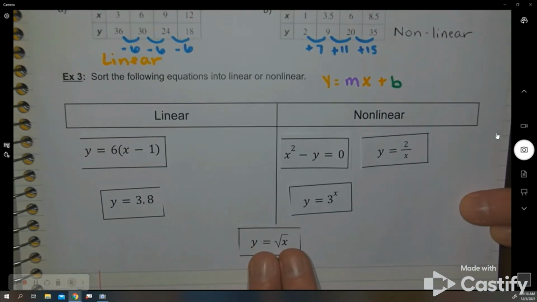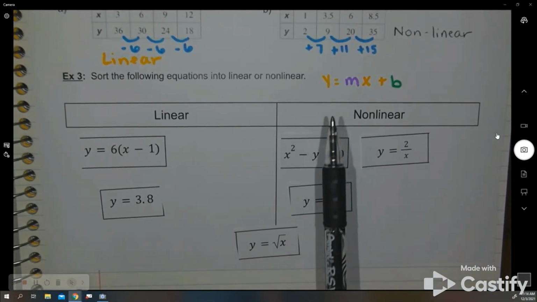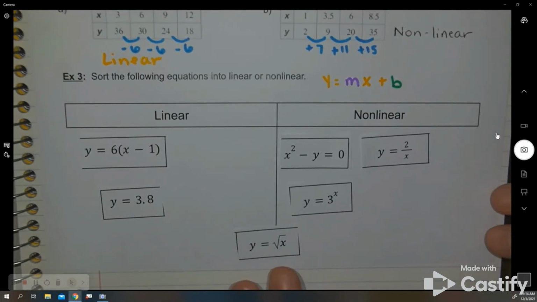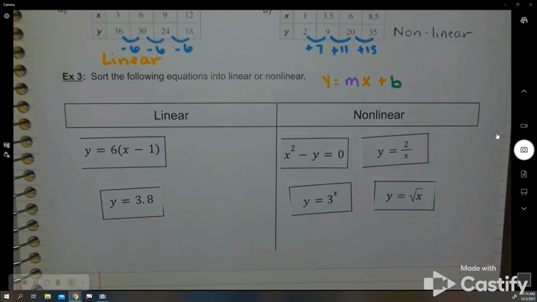And last but not least, y equals the square root of x. Just like with our exponents, there's no square root written in this example here. So if you have a square root written into your equation, we would have to say that it is non-linear.